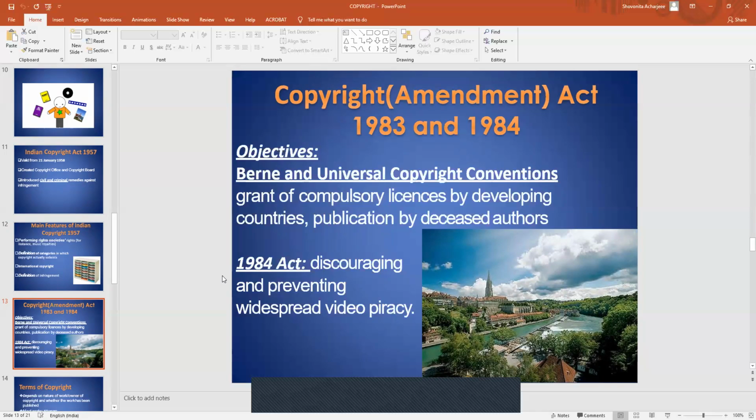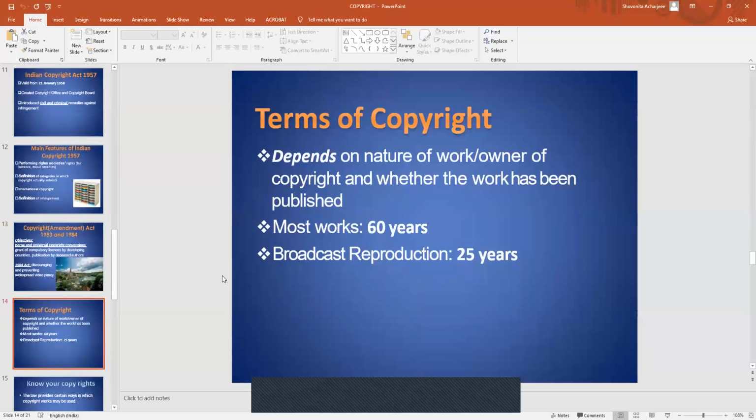Copyright Act of 1983 and 1984, if we talk about the main objectives, it comes from the Berne and UCC, that is Universal Copyright Convention, which talks about granting compulsory licensing and developing countries' publication by the deceased author. Further, in 1984, it discouraged and prevented the widespread of video piracy.